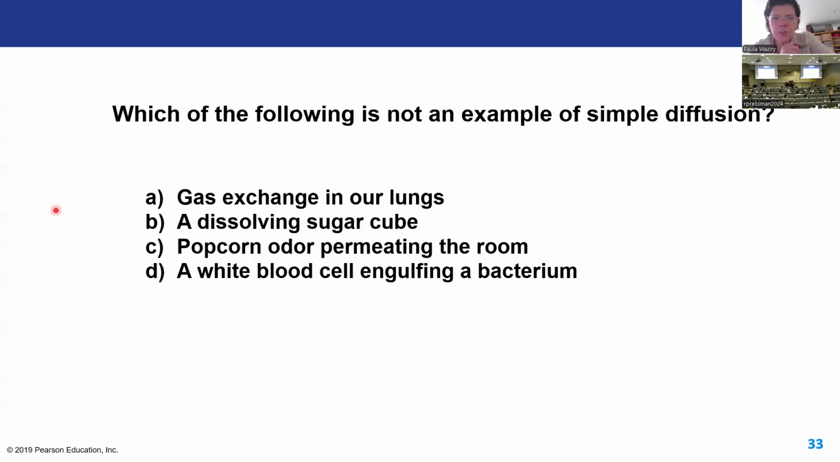All right, question. Which of the following is not an example of simple diffusion? Option A is gas exchange in your lungs. B, a dissolving sugar cube. C, popcorn odor permeating the room. Oh, I'm getting hungry. D, a white blood cell engulfing a bacterium. All right, time is starting now.